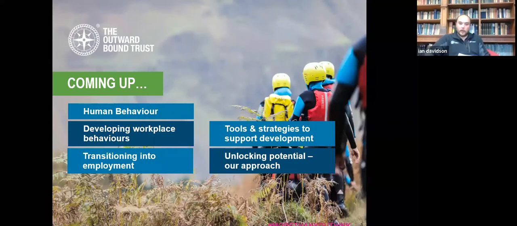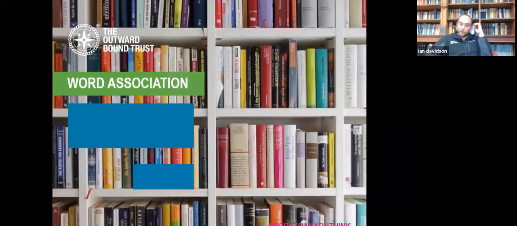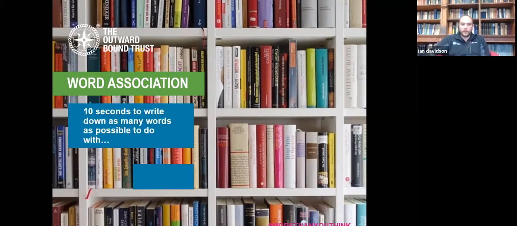Great. I thought we'd start with a bit of word association. When I say go, you just need a pen and a bit of paper, and you'll have 10 seconds to write down as many words as you can associated with the word that I'm going to put on the screen. Hopefully we've all got a pen and paper ready, or something to note down. Afterwards, I'm going to show you my list and we'll compare. So this is the word.